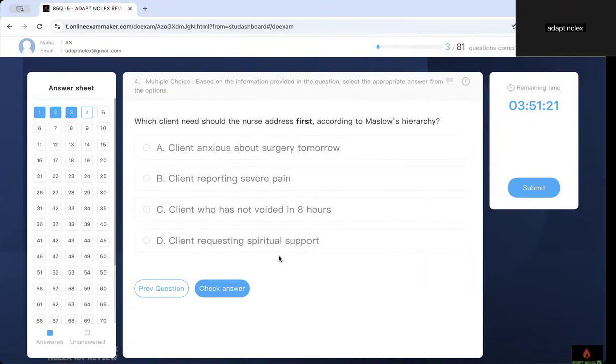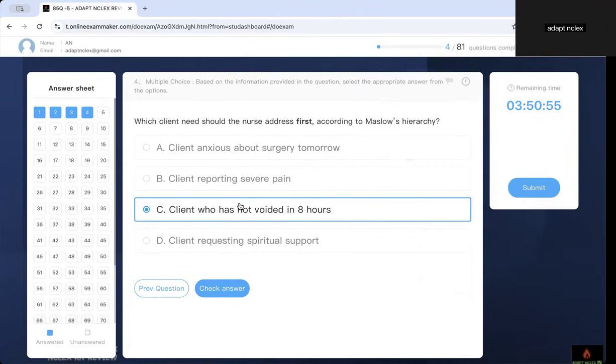Physical need is number 1. Which of these is a physical need? Anxiety has nothing to do with physicality. Pain is not the true physical need. Who has not voided? Elimination is the better physical need. A client requesting spiritual support is not a physical need. Therefore, which one are we going to pick? Which one did you put down? Let me know. It is voiding. This is elimination, a physical need we should worry about.